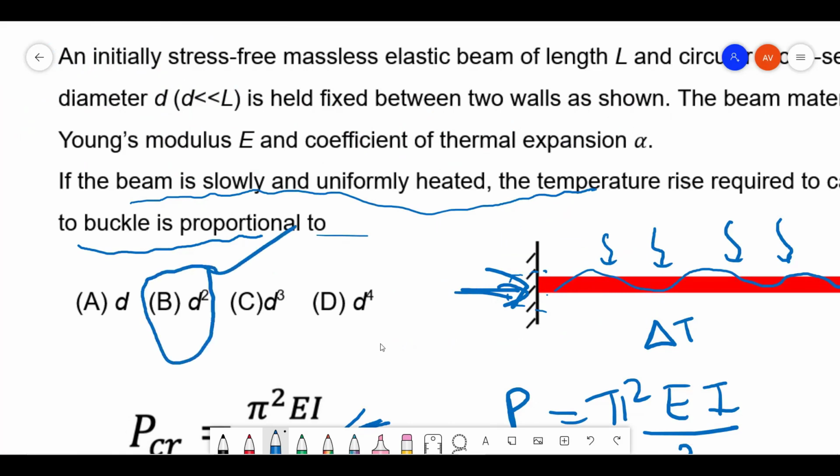This question was very straightforward and easy to solve, but the understanding here is about what is happening, that the heating is related to the buckling in this case. I hope you understood the problem. You can see the NPTEL lecture to understand these concepts more deeply. So thank you.